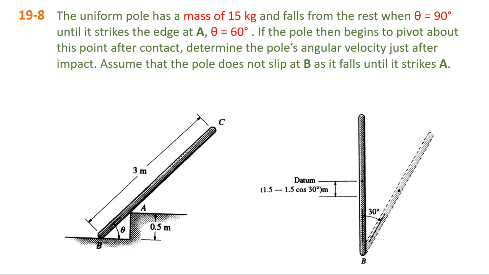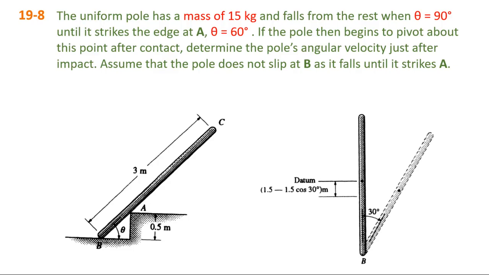Okay, so here we are with the last example for, maybe it's going to be the last example this semester, but also the last example for week 9. In this example, we have a uniform pole that has a mass of 15 kilograms and falls from rest when theta was 90 degrees. That means it was upright.